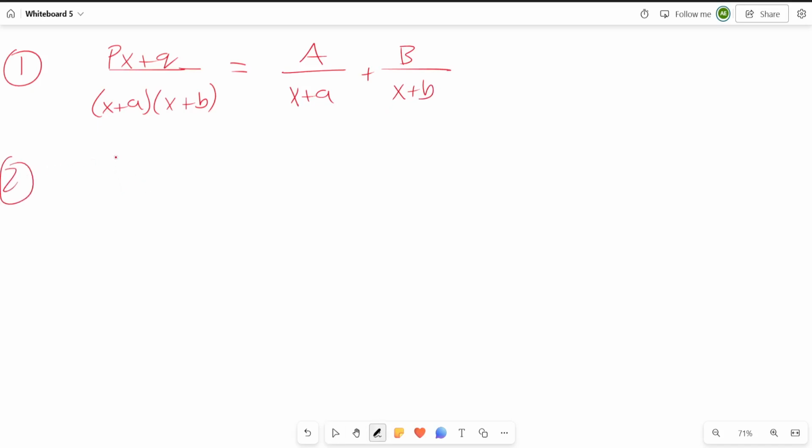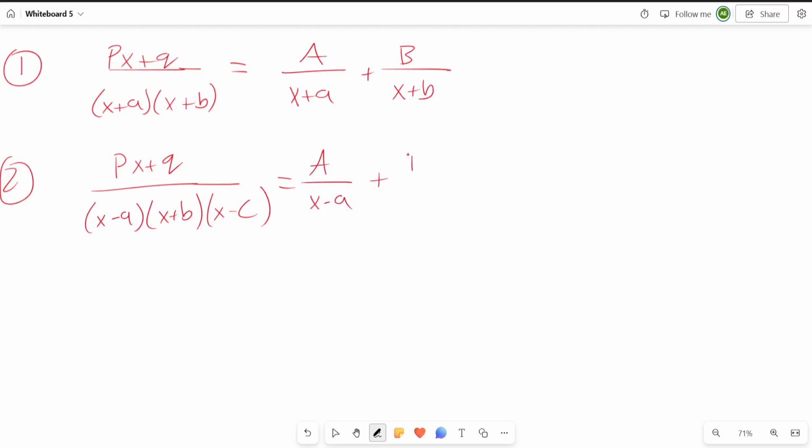Similarly, we can have more than 2 linear terms. So let's say this is x minus a times x plus b times x minus c, for example. So again, this I can write as a over the first linear term plus b over the second linear term plus c over the third linear term over here.